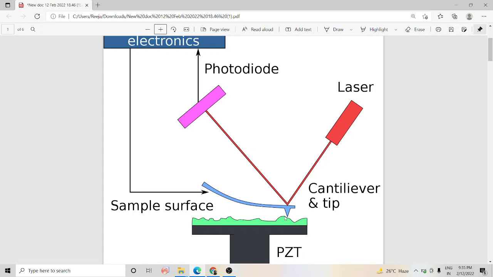The metallic tip will drag over the surface and damage or destroy the surface of the sample if the cantilever is not flexible. So the cantilever must be highly flexible. If the cantilever should be highly flexible, its spring constant K must be very, very small.